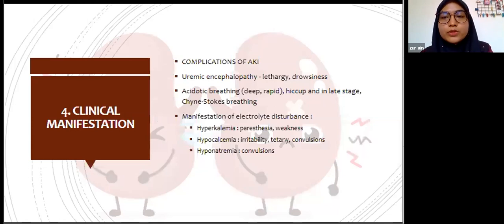And then we can also ask for any complication of AKI, because AKI can lead to many complications such as encephalopathy, which can be manifested by lethargy or drowsiness; acidotic breathing or Cheyne-Stokes breathing due to metabolic acidosis; as well as manifestations of electrolyte disturbance, such as hyperkalemia, which can cause paresthesia or numbness, hypocalcemia, which can lead to convulsion or tetany, and hyponatremia, which can also lead to convulsion.